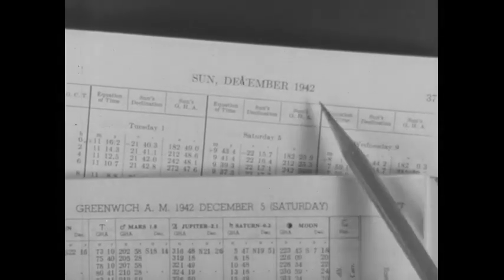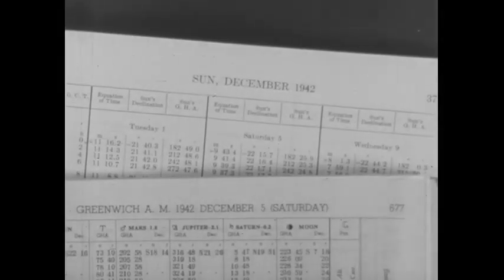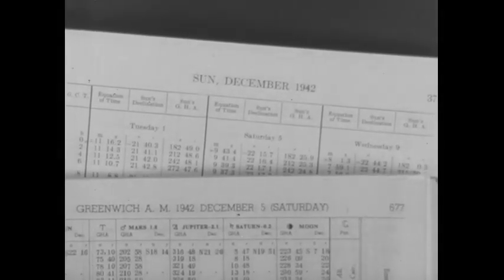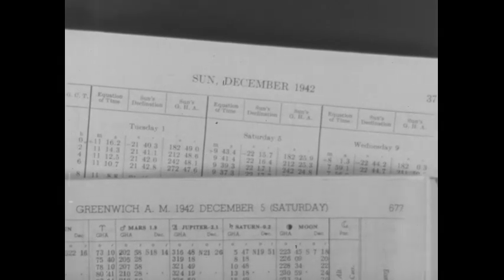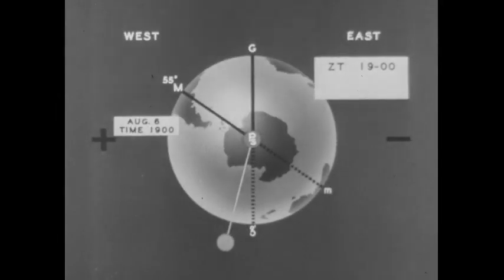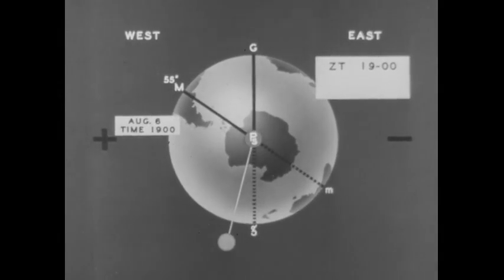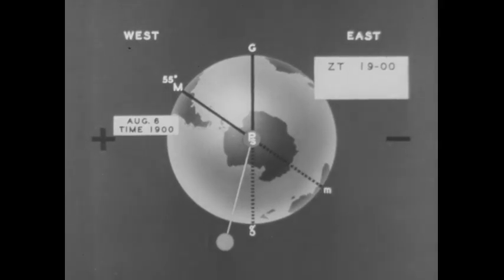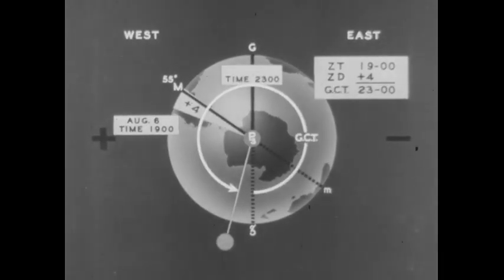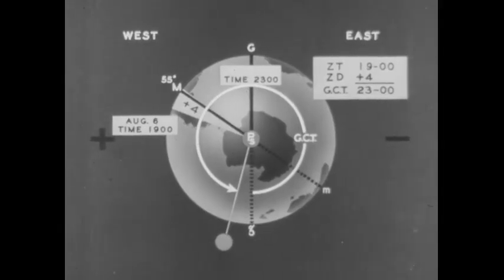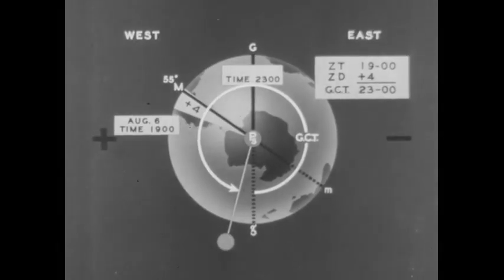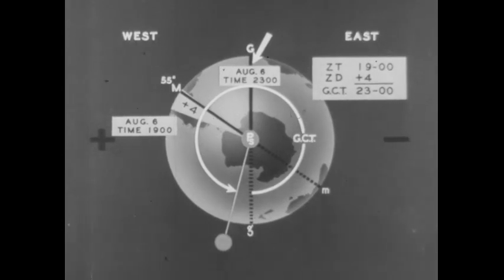Since data in the almanac are tabulated for Greenwich date as well as time, establishing the date at Greenwich is most important. Suppose that we assume our longitude to be 55 degrees west and the zone time 1900 on August 6th. As any place in longitude 55 degrees west is in zone +4, we add the zone time and the zone description, and the sum is Greenwich civil time. Since the total is less than 24 hours, we know the Greenwich date is the same as the local date.